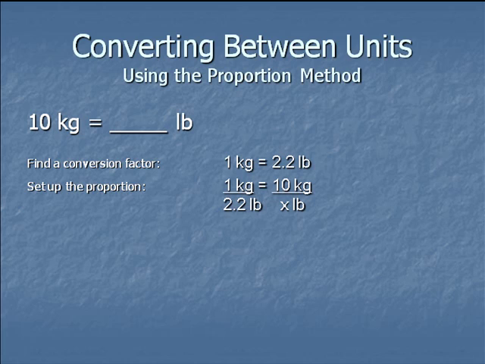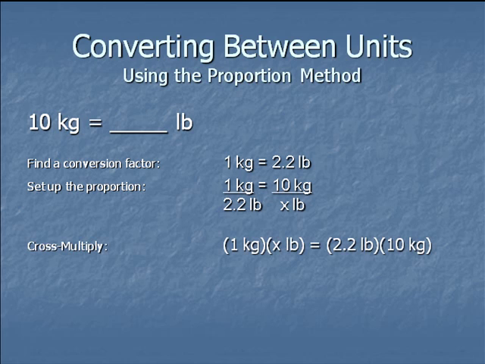Since kilograms is on top in the numerator on the left, we're going to put our 10 kilograms in the numerator on the right. Since our pounds is at the denominator on the left, we will do the same with the pounds on the right-hand side. From here, we cross multiply. 1 kilogram times X pounds equals 2.2 pounds times 10 kilograms. You may then solve for X, and we find that 10 kilograms is equivalent to 22 pounds.